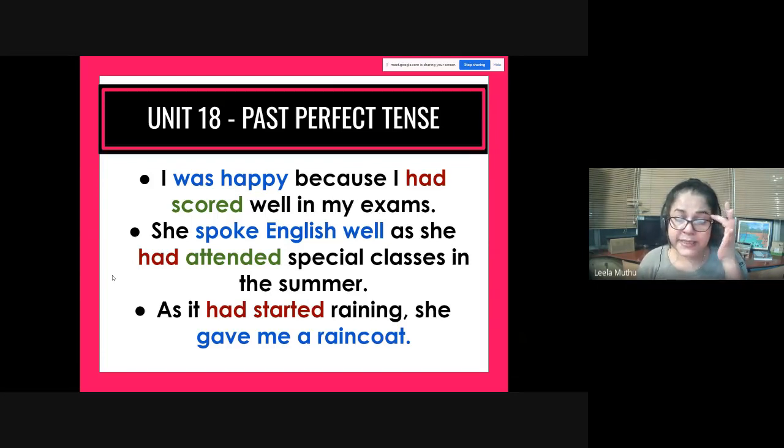Now look at the next sentence. As it had started raining, she gave me a raincoat. Why on earth would she give you a raincoat if it hadn't started raining? So obviously it had started raining and then she gave you a raincoat. Okay, so "had started" is the past perfect. All right, and then she gave you a raincoat because you'd get wet, right?